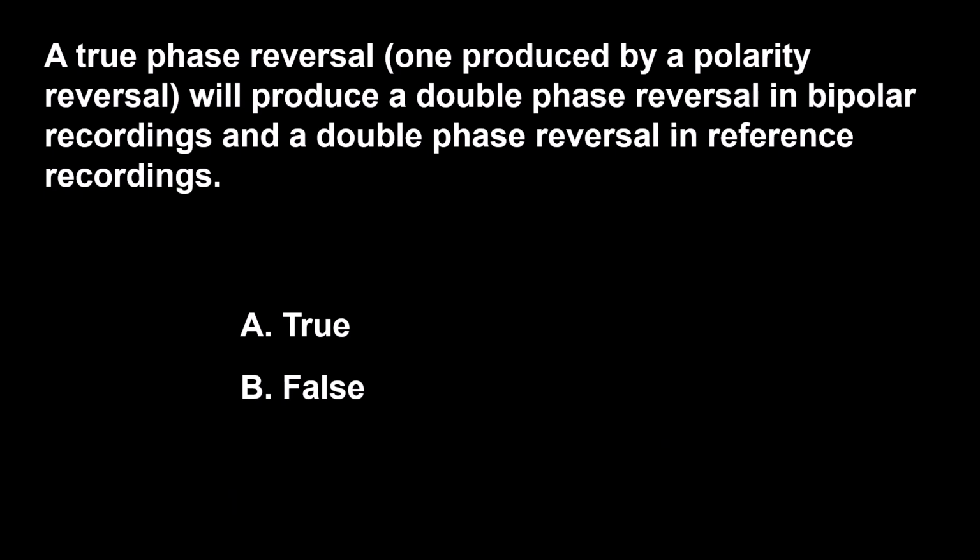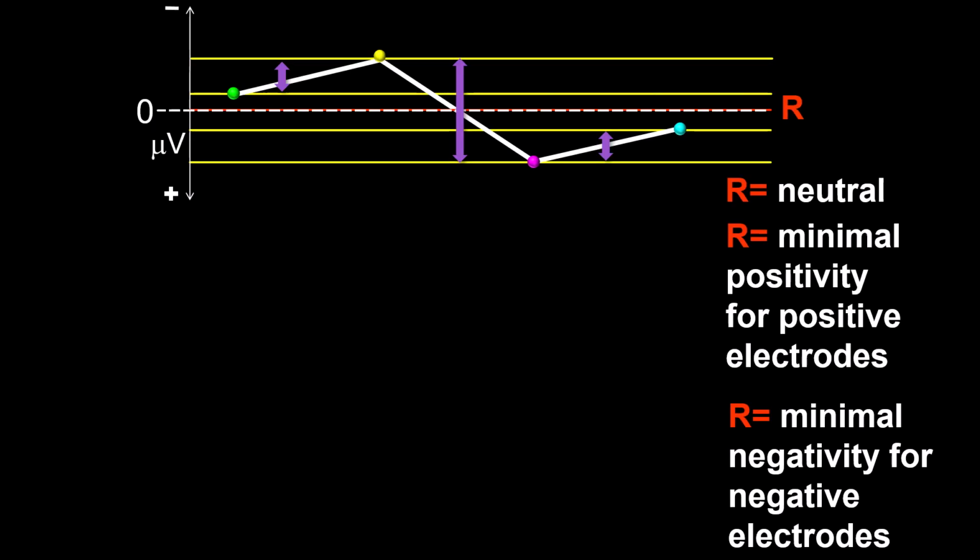Next question. A true phase reversal, one produced by a polarity reversal, will produce a double phase reversal in bipolar recording and a double phase reversal in reference recording. True or false? This frame, as you can see, shows a voltage graph.